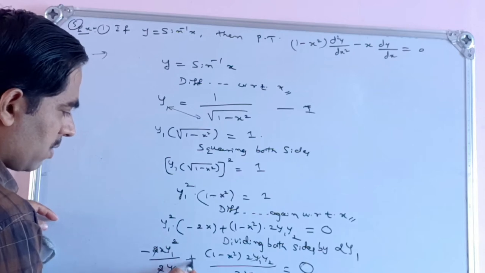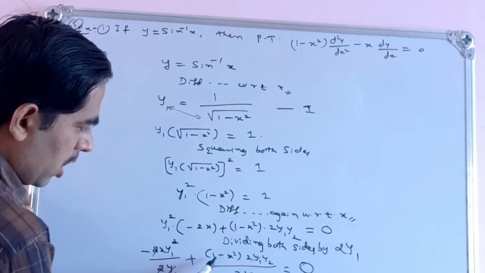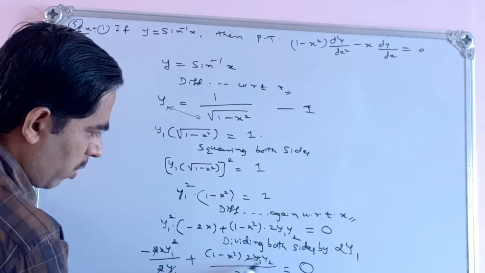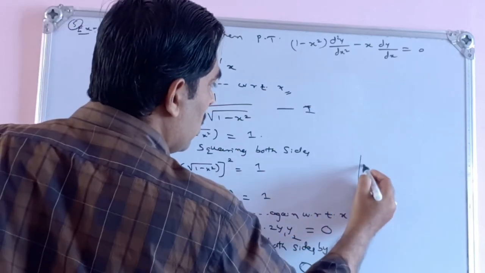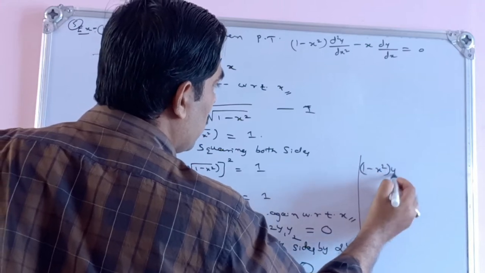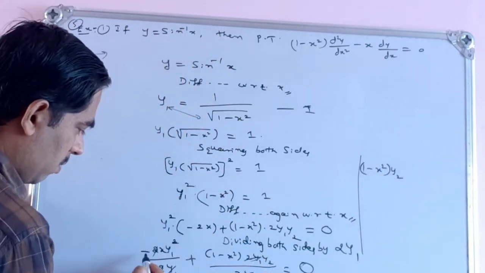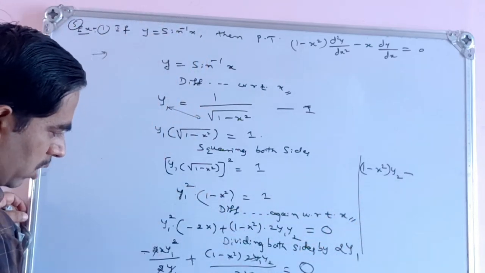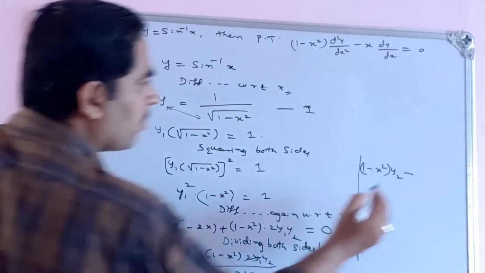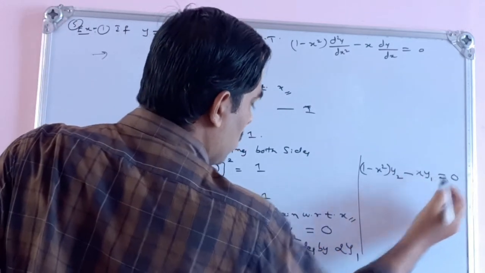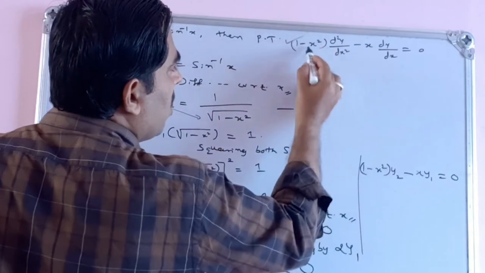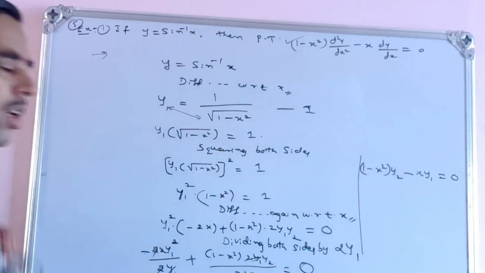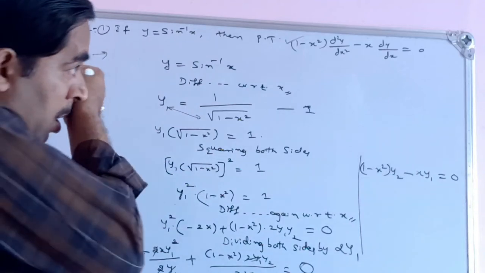Okay, I will write it order wise. See, first I will write this. 1 minus x square into, so this 2y1 gets cancelled, 1 minus x square into y2. Then minus, see, y1 cancelled and 2 also gets cancelled here. So I get x y1 is equal to, on the right hand side, 0. See, this is the quantity: 1 minus x square into d square y by dx square minus x into dy by dx is equal to 0.